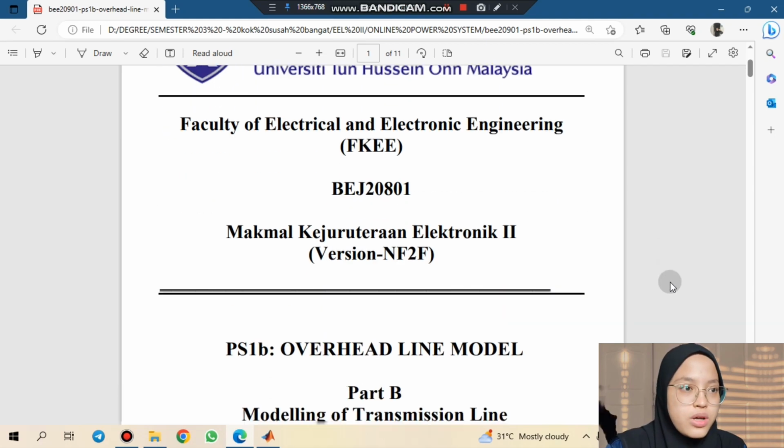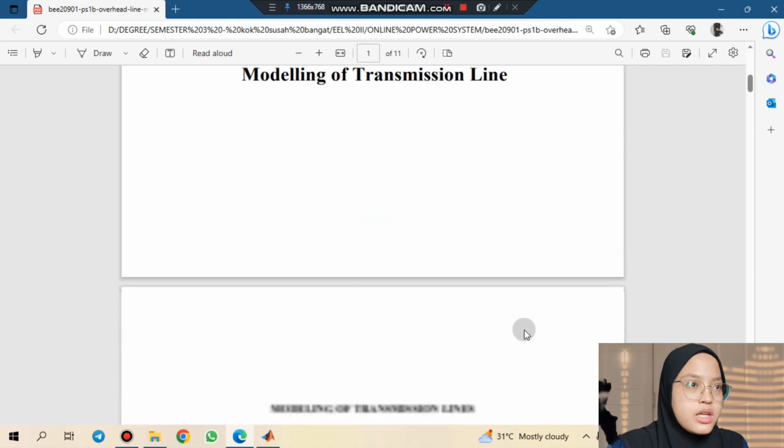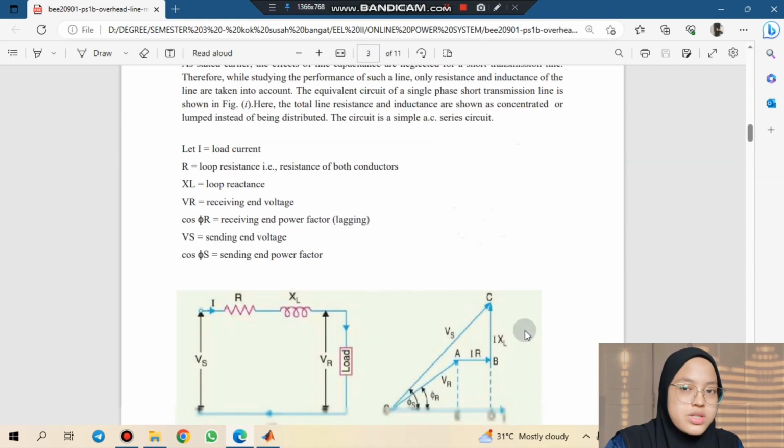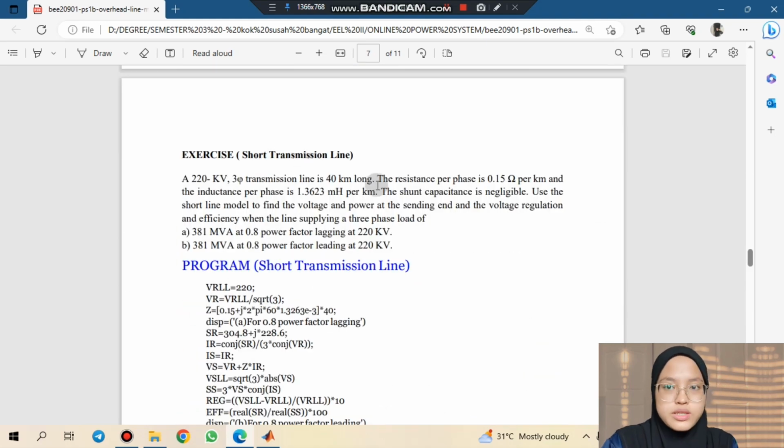So in today's video, our group will be doing a demonstration for Lab Power System Part B, which is modeling of transmission line. So let's proceed to the first exercise of the experiment, which is short transmission line.